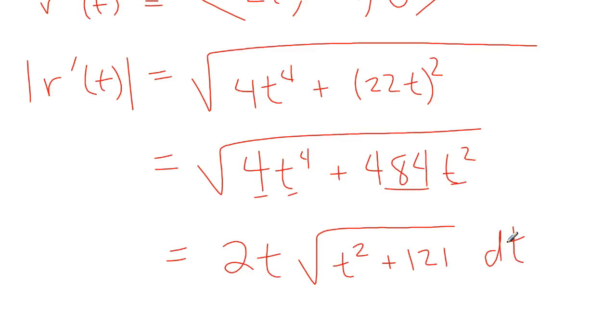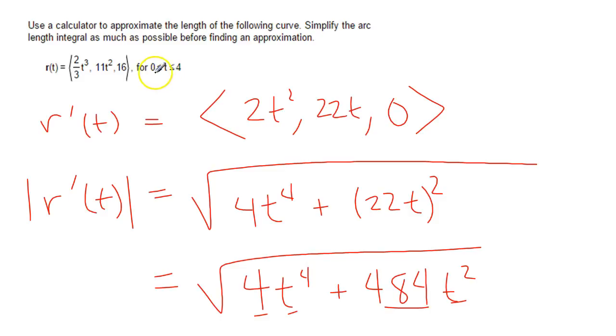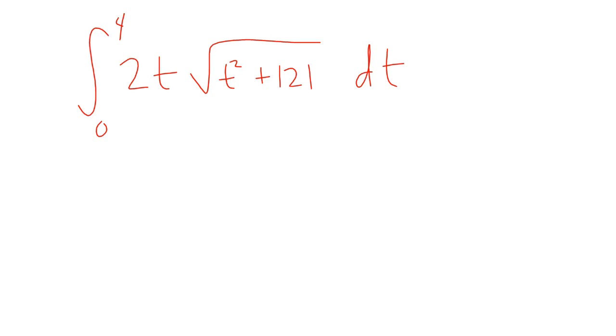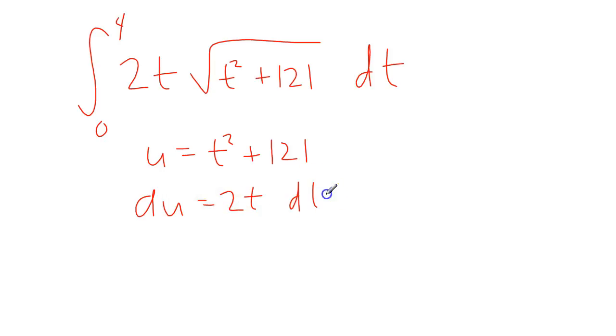Okay, and now this is our integrand, and we're going to integrate that from 0 to 4. I notice here t squared plus 121 under the radical, 2t outside of the radical. So u substitution is the technique. t squared plus 121 is our u. Du will then be 2t dt. So we have everything we need to do this integration.